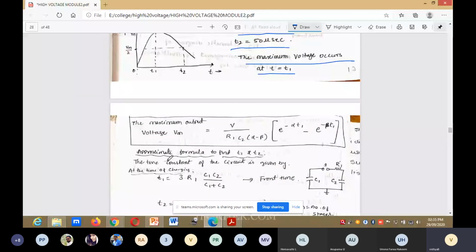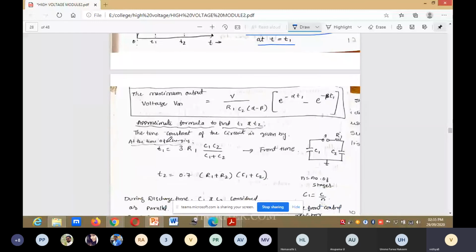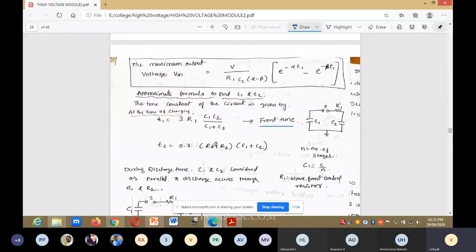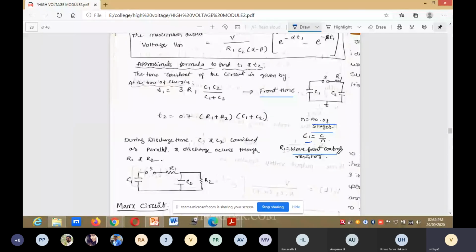Approximate formula to find out T1 and T2: T1 is equal to 3 R1 C1 C2 divided by C1 plus C2. This is for the front time. And T2 is equal to 0.7 (R1 plus R2)(C1 plus C2). What about N? N is the number of stages. C1, how can we find out? C divided by N. What about R1? R1 is a wavefront controlling resistor. During discharge time, C1 and C2 are considered as parallel, and discharge occurs through R1 and R2.